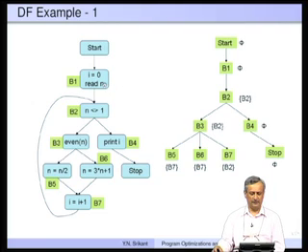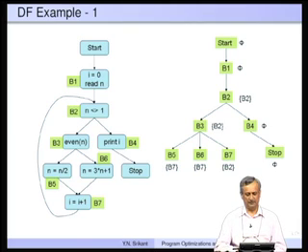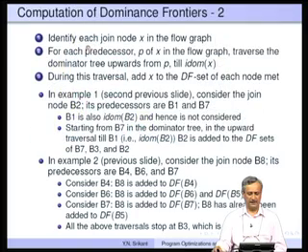Again, we really need to consider only the join nodes B2 and B7. If you compute the DF information for them using this algorithm, automatically the DF information for all others also gets computed. Let us see how. The algorithm says identify each join node. For each predecessor p of x, traverse the dominator tree upwards from p till you reach idom.